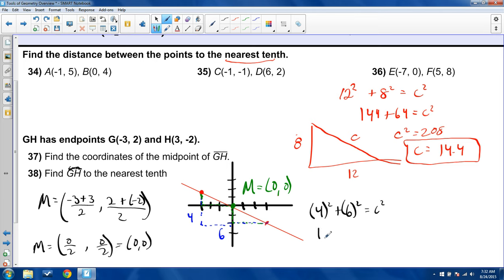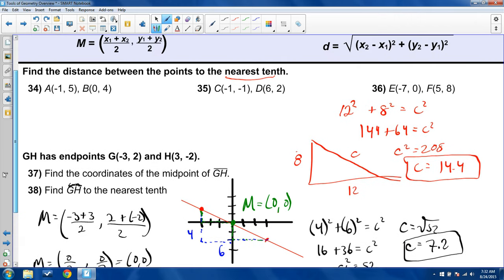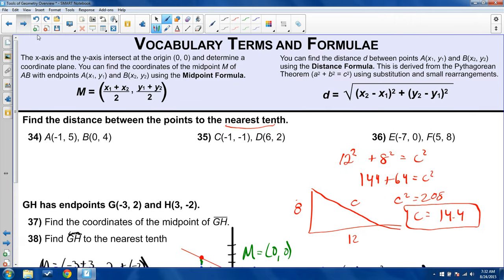So 4 squared is 16, 6 squared is 36. 16 plus 36 is 52. So the square root of 52, it's close to 7, right? It's close to the square root of 49. That number is 7.2. And that's the distance to the nearest tenth. So there you go.